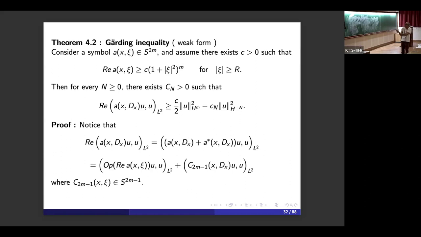So, for every n, you can find the constant Cn. Pay attention, please. If n is large, you want this norm to be very small, then the constant can be large also. But it's not a problem. We can allow this constant to be very, very large. We will see why. So for every n, the real part of the pairing (AU, U) is bounded from below by the HM norm squared minus this quantity.